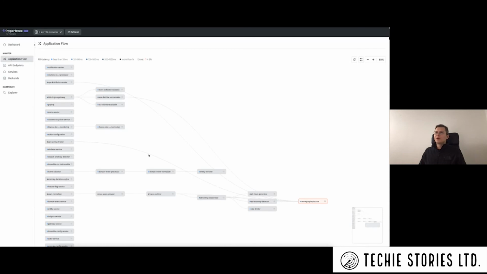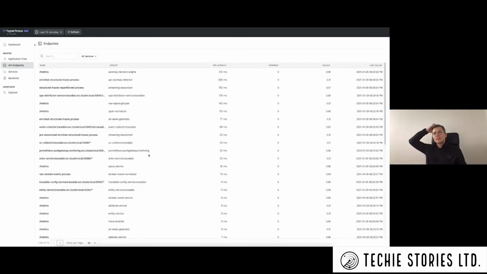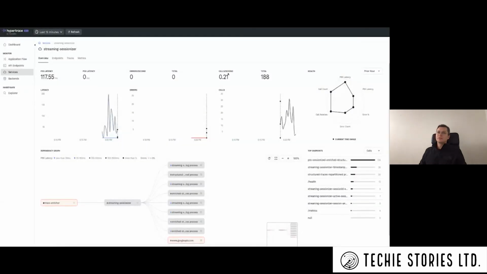Then a more important part is the endpoints. Hypertrace automatically detects endpoints from the applications and the services that you are monitoring. And for these endpoints, we calculate high-level statistics or metrics like P99 latency, again, errors and number of calls. Then there is the concept of a service. A service is very similar to the dashboard, but the metrics in the service view are scoped to a single service. So again, we have latency, number of calls, errors, but also the fraction of the architecture diagram.